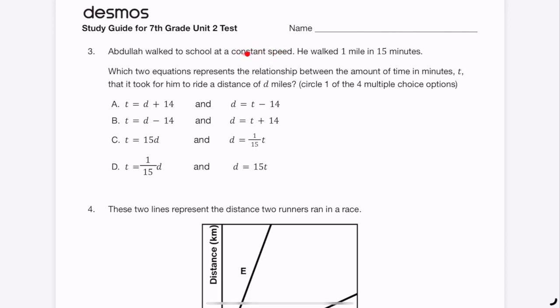As a starting point, this is a proportional relationship. Walking at a constant speed, 1 mile in 15 minutes. So we shouldn't have addition. Right off the bat, not A, not B. We're not dealing with addition here. This is a proportional relationship, so we're only multiplying or dividing. But between C and D, it can be kind of tricky.